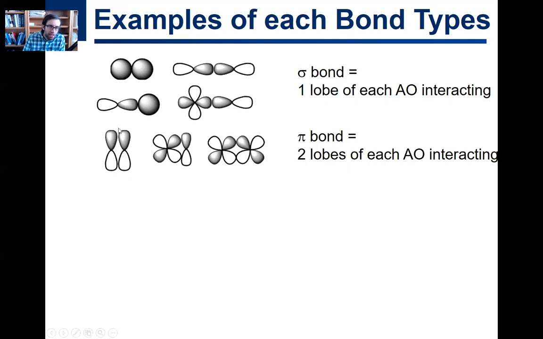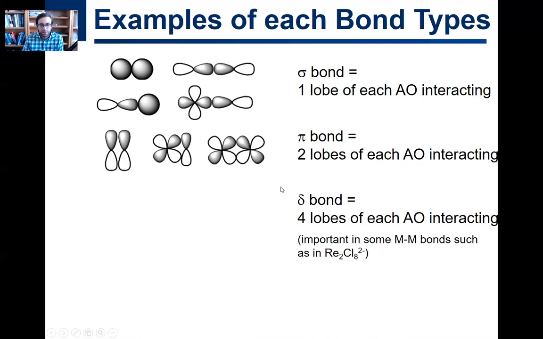One lobe of p, one lobe of p interacting constructively, but a second lobe of p and a second lobe of p interacting. Two lobes from each p orbital are interacting. That's the definition of a pi bond. Two lobes of each atomic orbital interacting. One lobe of a d, one lobe of a p. Second lobe of a d, second lobe of a p. That's a pi bond between a d and a p. First lobe of a d, first lobe of a d interacting. Second lobe of a d, second lobe of a d. Two different lobes interacting. That's a pi bond between two d orbitals.